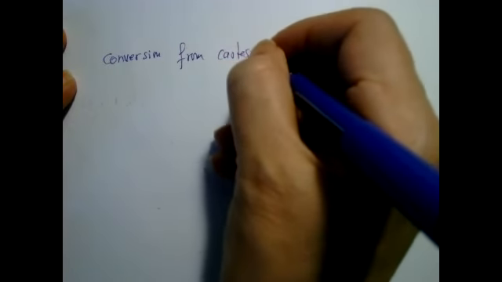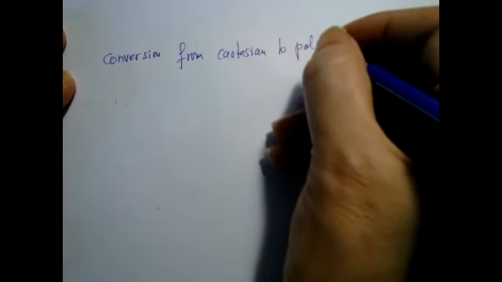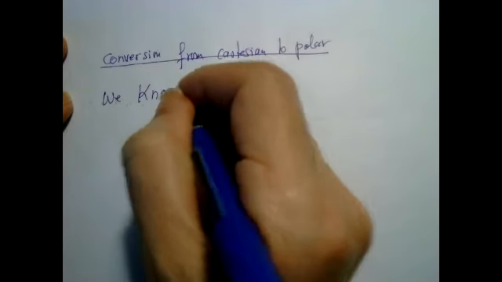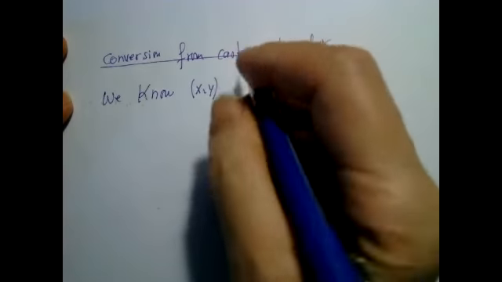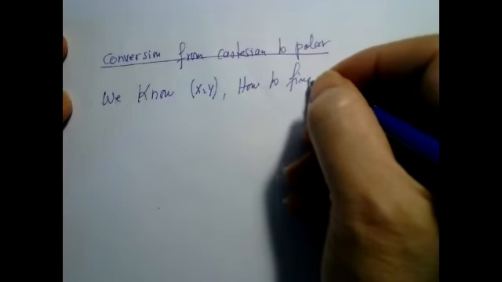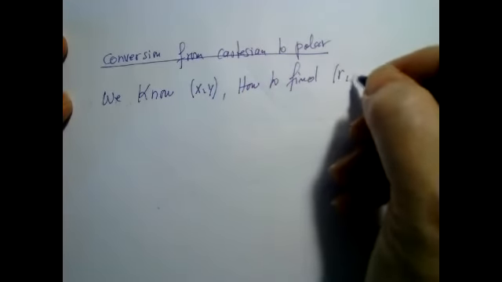Okay, so part 2 is conversion from Cartesian to polar. Let me explain what I mean by that. It means, let us say, in this case, we know x, y, the Cartesian. The question is how to find r and theta. That's what we want, how to find r, theta.